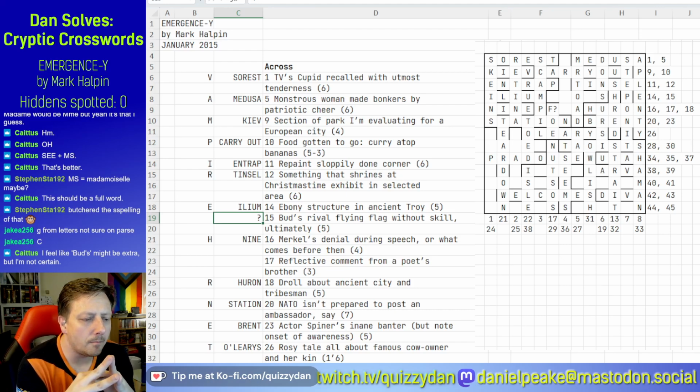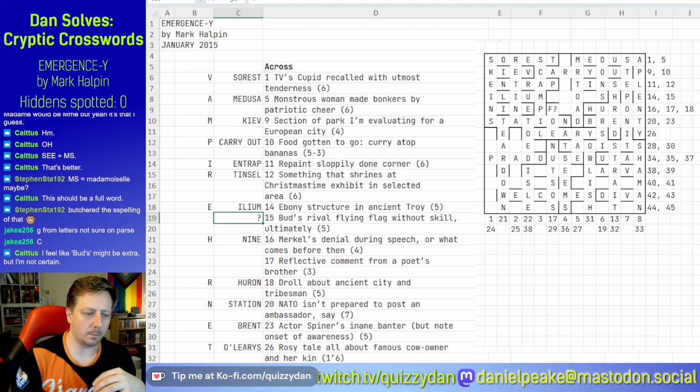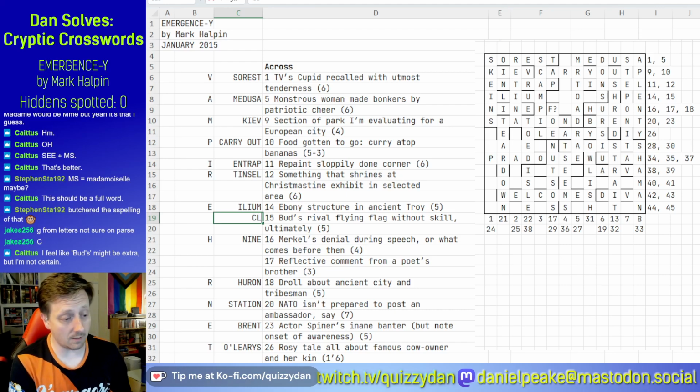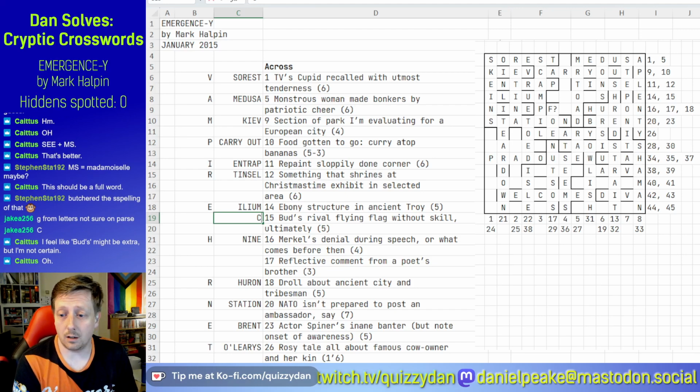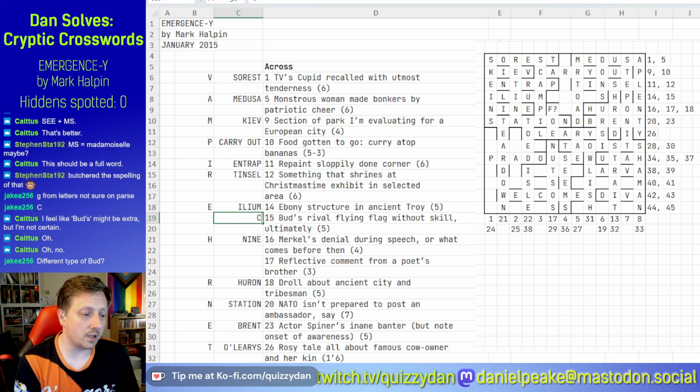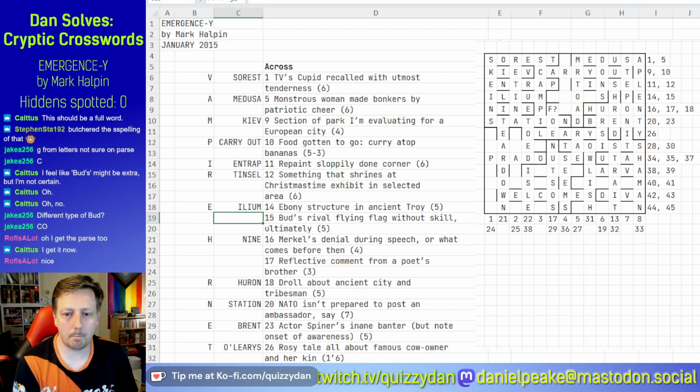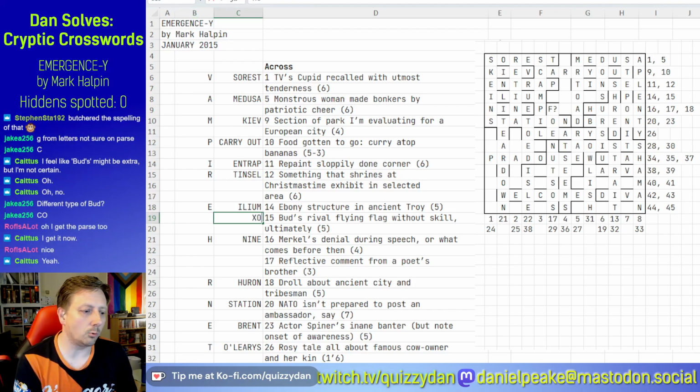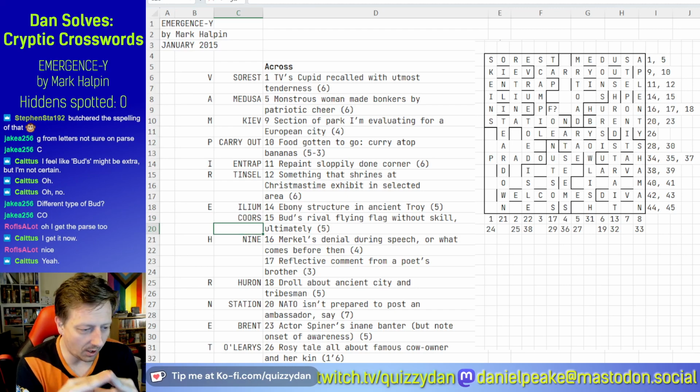C. Flying flag without skill ultimately. Cross. Alright then, second letter. This should really help us. If Jake is correct, I think it's an L, and I don't know why. Different type of bud. A beer. Oh, cause. So Bud's rival is cause. Okay.